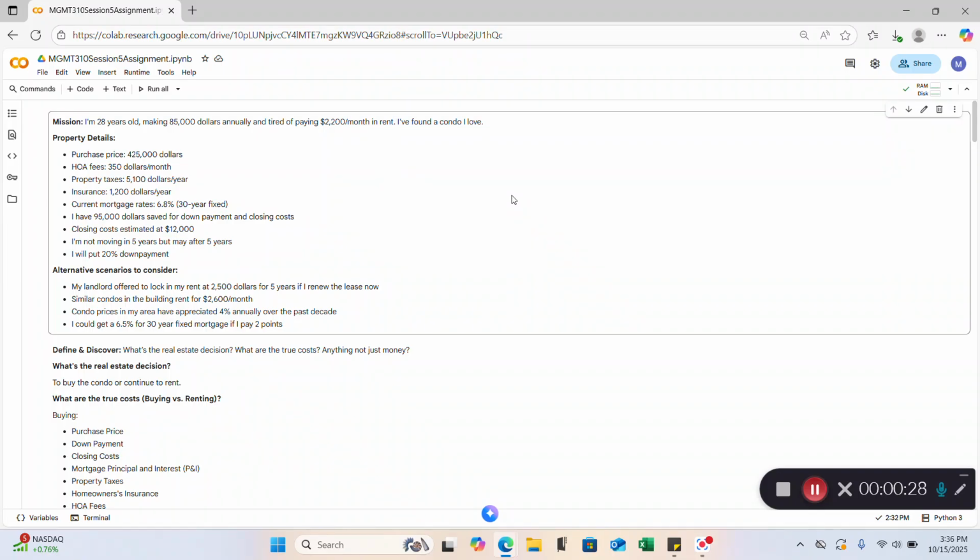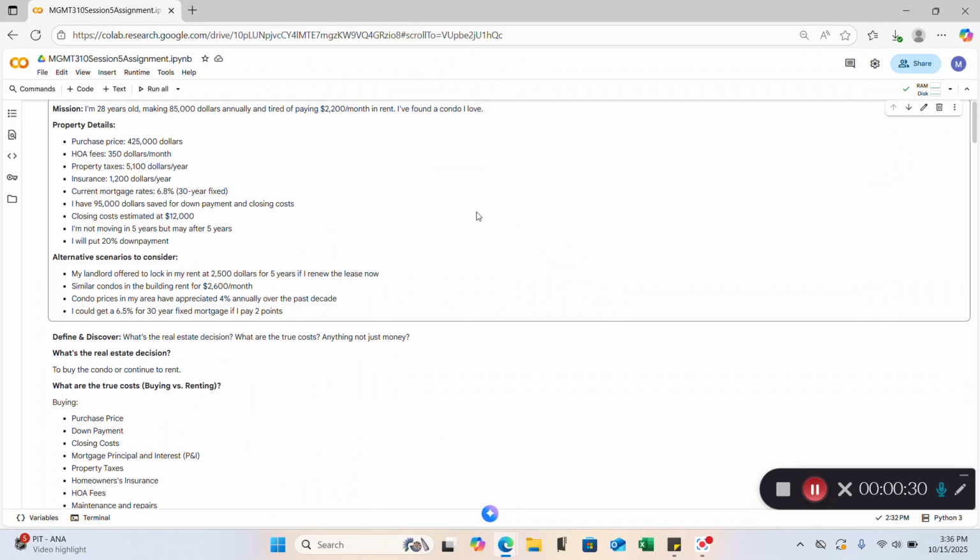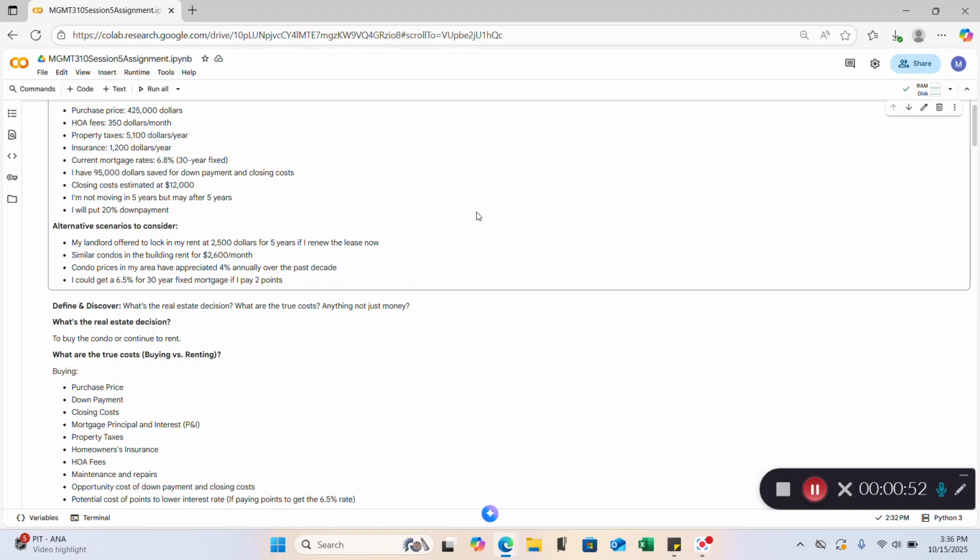So the property details of this condo are that the purchase price is $425,000, HOA fees being $350 a month. Property taxes are $5,100 annually, the insurance being $1,200 annually. Our current mortgage rates are 6.8%, 30 years fixed, and I have $95,000 saved for a down payment and closing costs, and the closing costs are estimated to be $12,000.